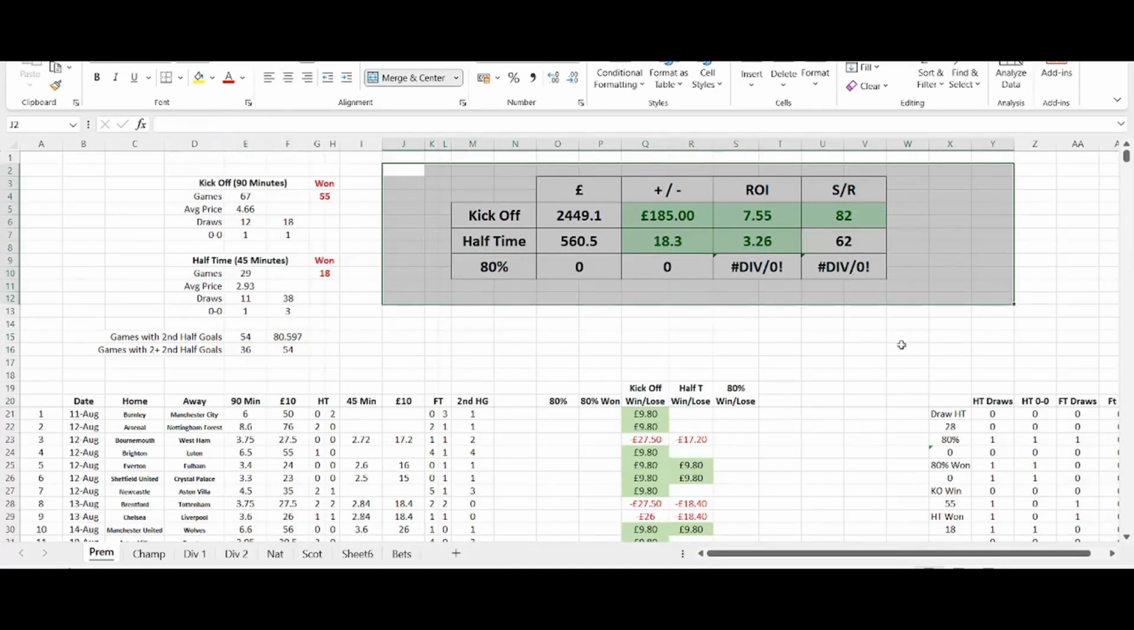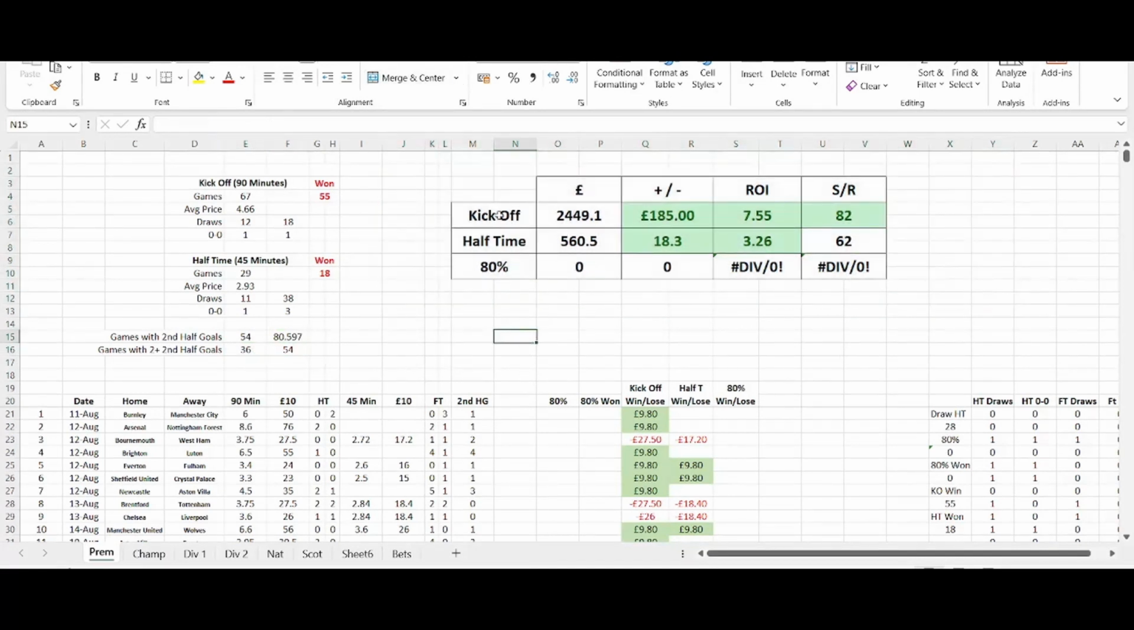And this comes to this section here, which is obviously the money section. At kick-off, if you was to lay every single Premier League game so far, it would cost you £2,449. You would have won £185. People like to know what it is in terms of investment and stuff, so again, that's what I've put. So it'd be 7.55 return on investment, and the strike rate has been 82%. And that's again for half time. And the 80% is what I'm doing to try and beat it, which again I'll come back to in a little bit.